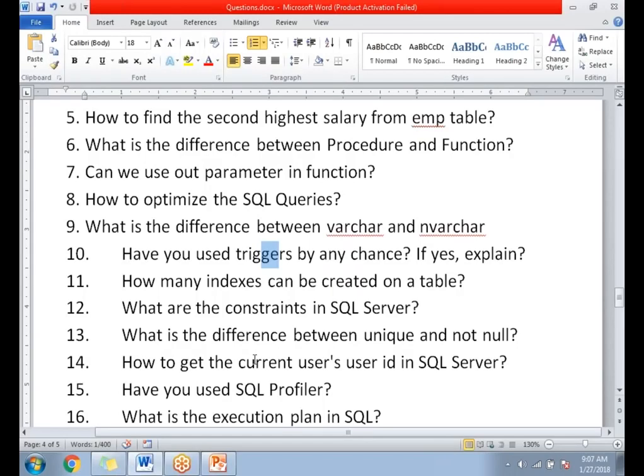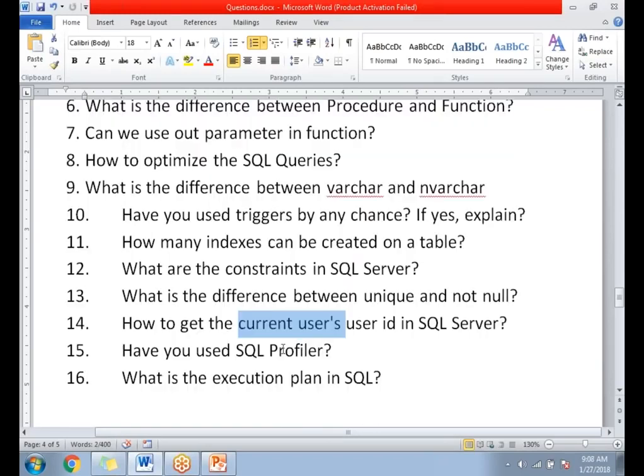Next one. How to get the current user ID in the SQL server? It means that we log in with a particular user ID. If you want to identify that user ID, there are some system defined functions which will help you to identify the current user ID in the SQL server. So there are USER_ID, SYSTEM_USER. There are many other functions provided by the SQL server. With the help of those you can identify the current user ID in the SQL query window.